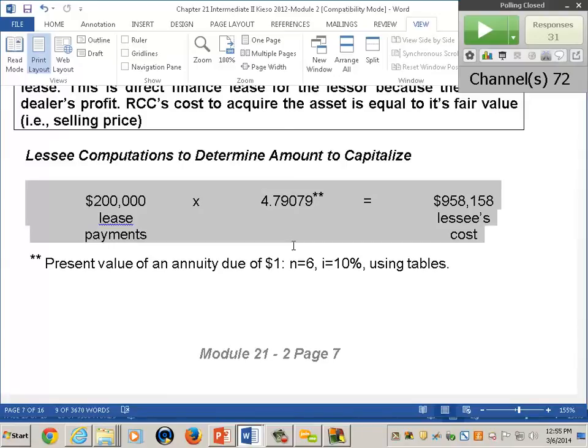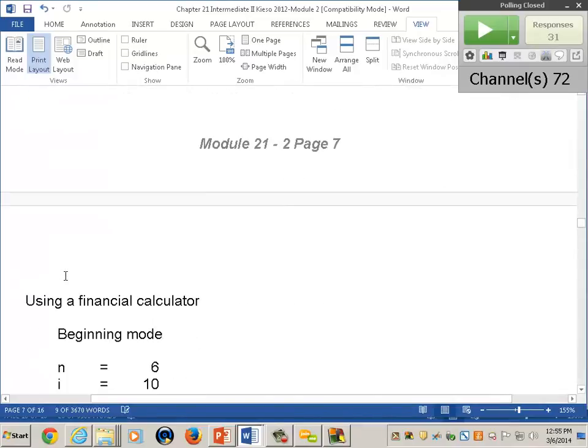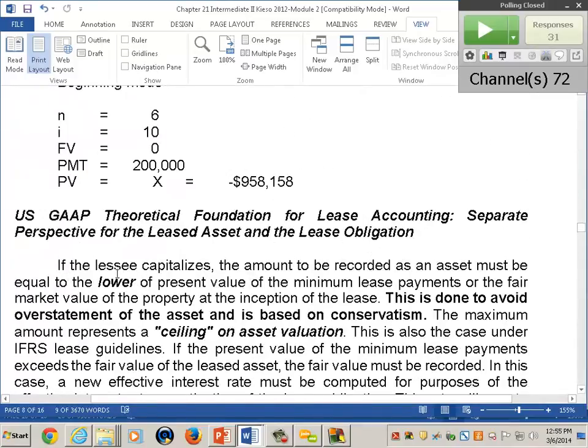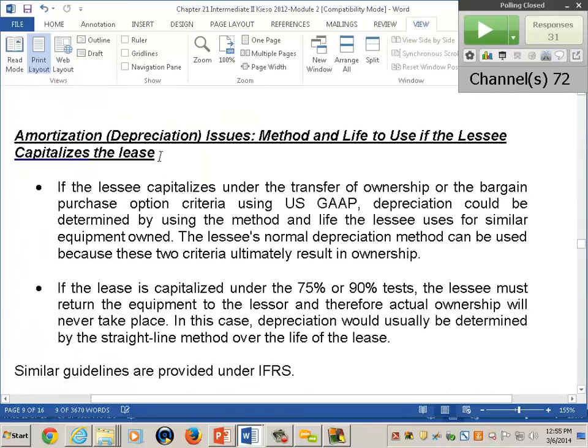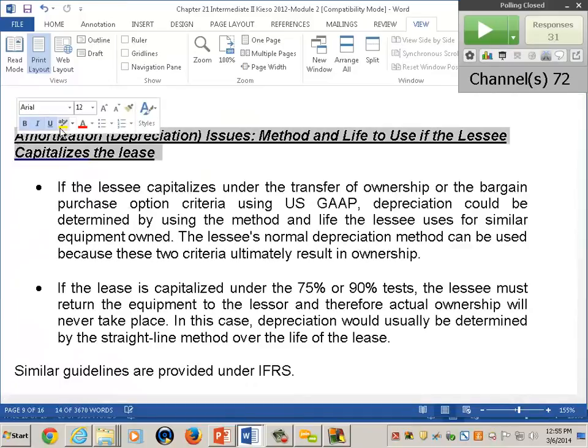Now, there's just one last problem here, and that is when the lessee gets the asset, how do they depreciate it? And just one more little nuance, and then we'll go to an amortization table. This is the theory about the asset ceiling, fair value, and using the lower of the interest rate. That's just a summary for you. But here's the question. How do we depreciate the asset?